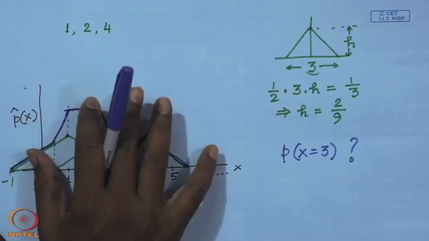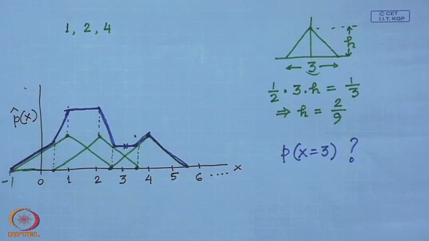So, once I understand that this is nothing but a convolution operation, I have another way of estimating the probability density at location, say, x equal to 3. Because it is understood to be a convolution operation, I can simply put it like this.